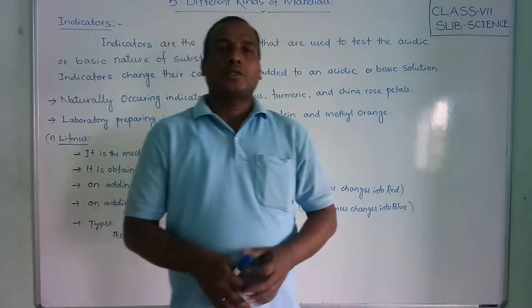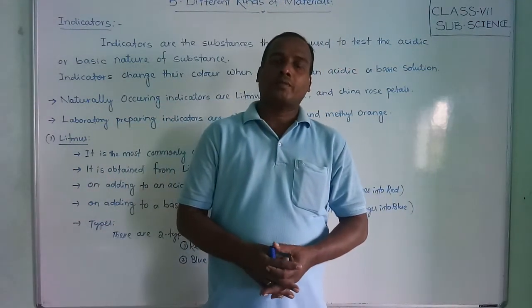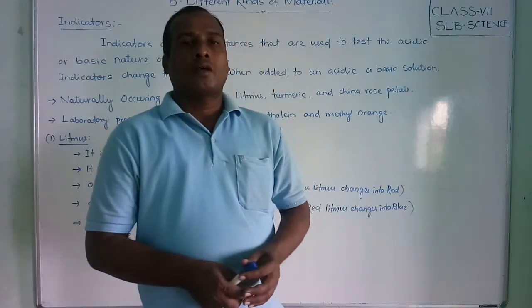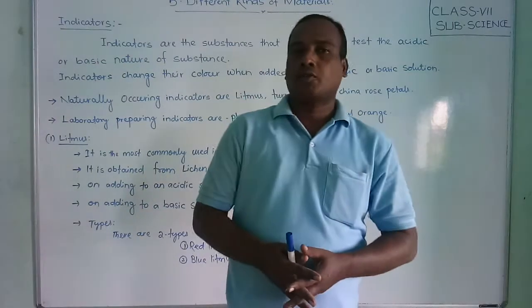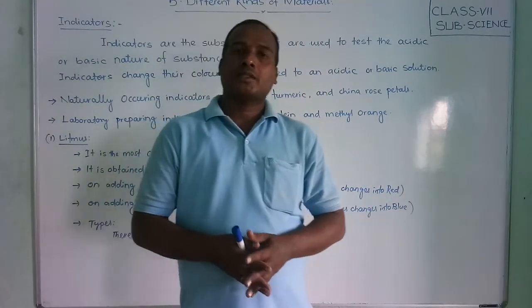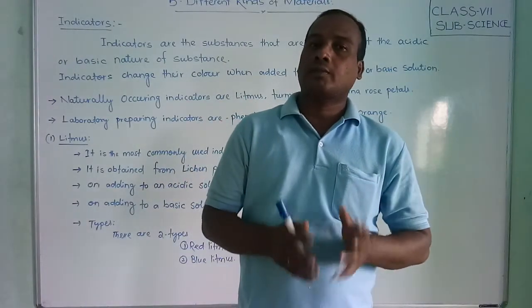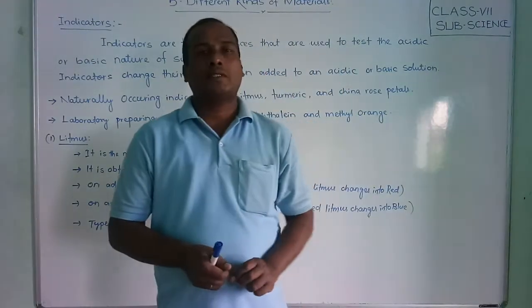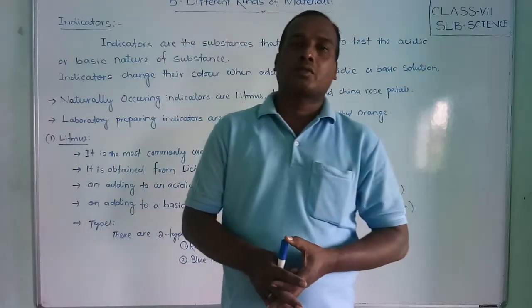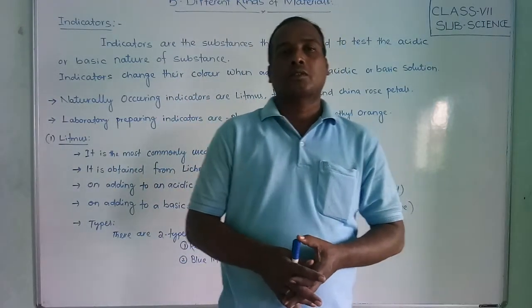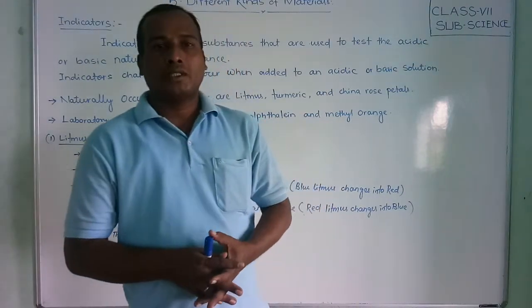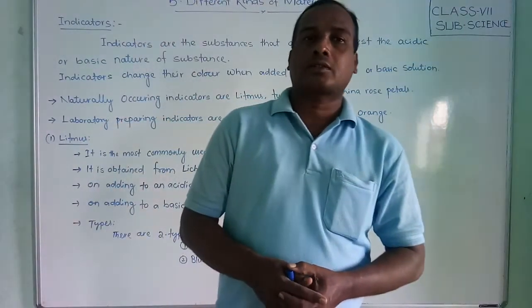Students, today we are going to continue our 5th chapter, that is the different kinds of material. In the previous video I already explained what acidic substances or acids are, and what basic substances or bases are. But today we are going to discuss what indicators are. It is the second learning objective, called indicators.